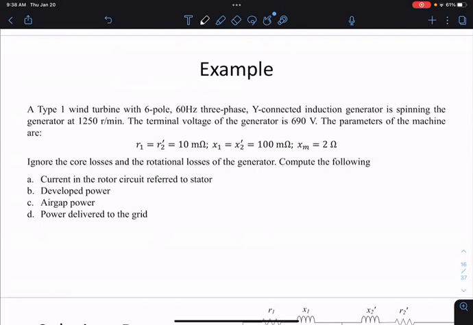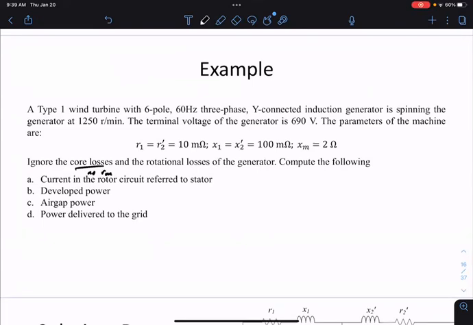So we're going to ignore the core losses, right? So there's no RM, there's no resistor on the core on the shunt. So we're going to ignore that part. We ignore the rotational loss, so we're not going to worry about the generator not being efficient. Compute a bunch of things. Okay? Compute the current, compute the developed power, compute the air gap power, compute the final power we deliver to the grid.